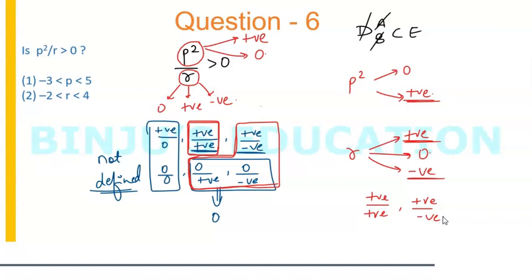So again, do I have a conclusive answer? No, I don't have a conclusive answer. So C also goes out and my answer simply becomes option number.